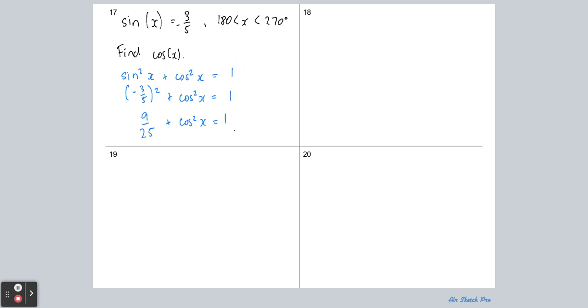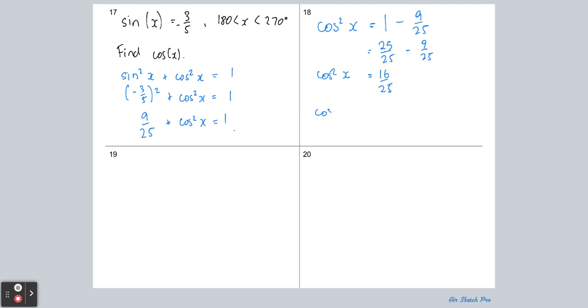Now I'm going to subtract. I'll do it in 2 steps. I've got 1 minus 9 over 25 by subtracting 9/25 from both sides. Then I need to get that down to a single number. So I'm going to change 1 to 25. And that will leave me with 16 over 25 as what cos squared x is.